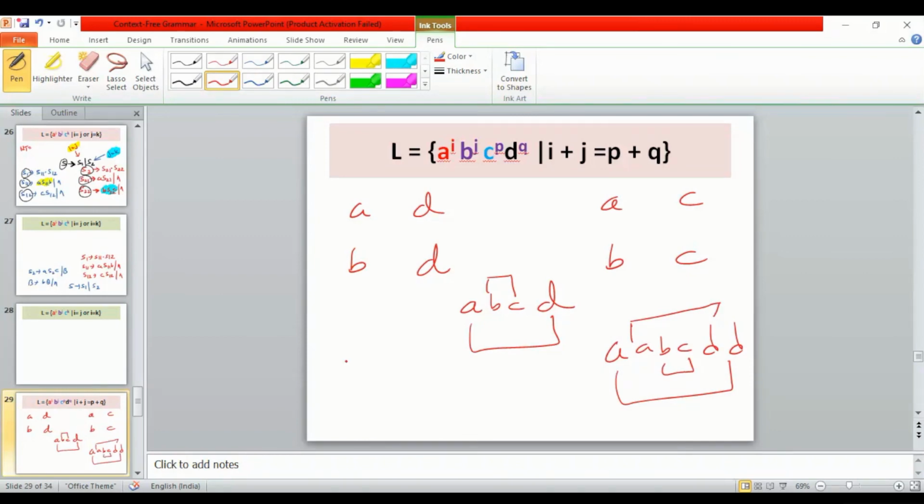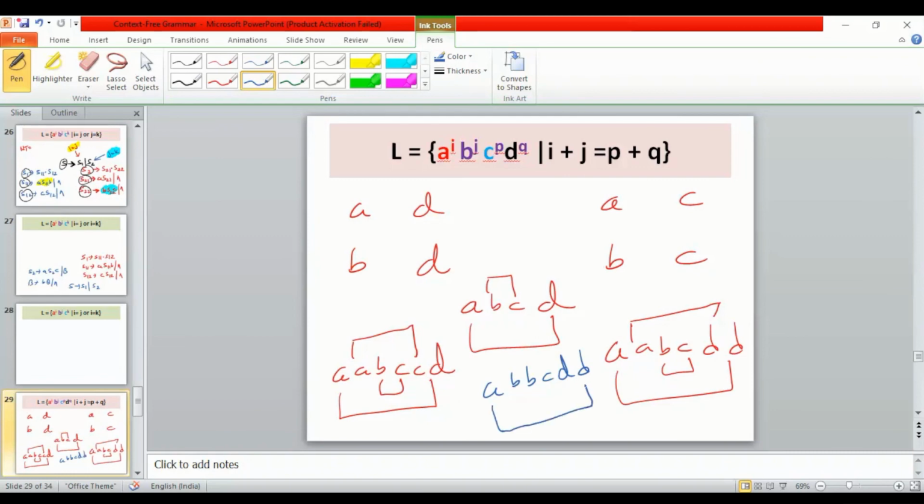Similarly, I can consider A, B, C, C, D. This is also valid. A and D. Then inside it we have A and C, and at last we have B and C. So these are some of the options. One more option we can consider: A, B, C, D, D. So you can see A and D we can generate, then B and D, and inside that we have B and C. So these are all valid options, right?